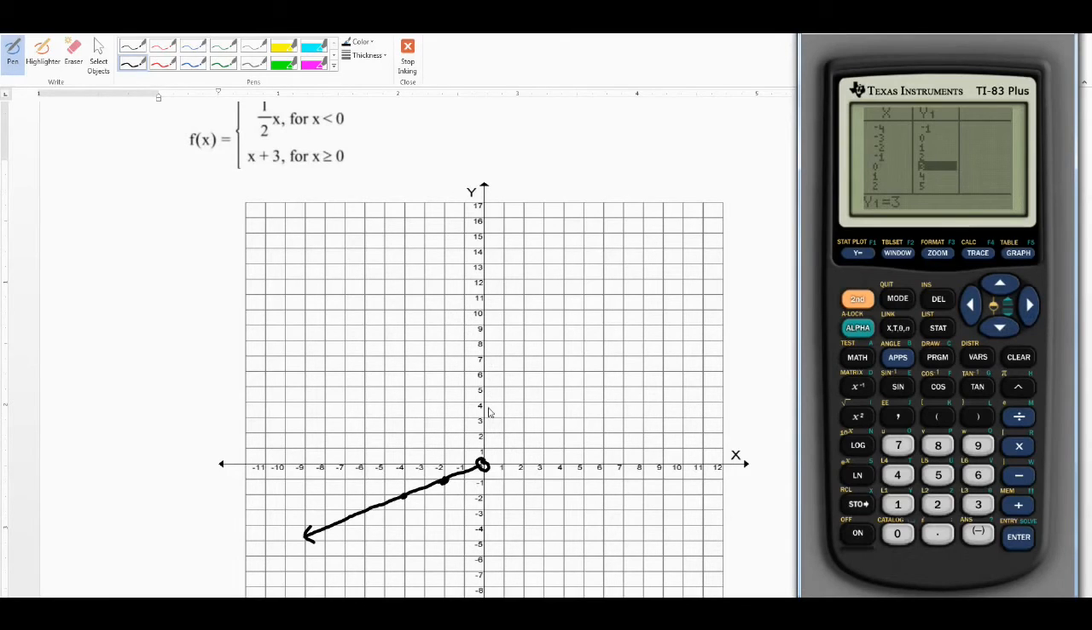So what that means is I'm going to go to 0, 3. And since the 0 is included, because of the equal sign, I'm going to put a closed dot. And then I can plot 1, 4, 2, 5, and so on, and then connect the dots. Notice, closed, open, because of the domain restriction.